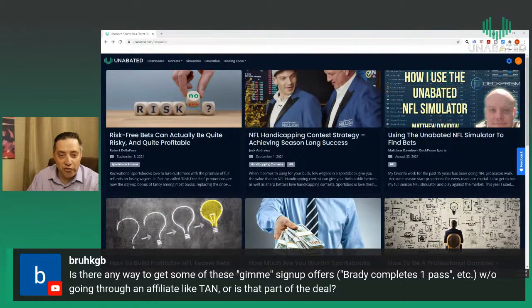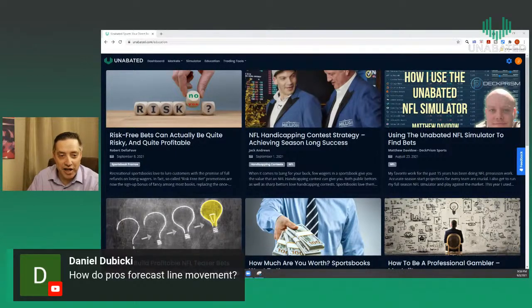How do the pros forecast line movement? This is from Daniel, and we're coming up right on the end of our time here, so I'm just going to fire through a few of these. How do they forecast line movement? Well, how do you perform at Carnegie Hall? You practice. You learn through being in this industry for a long time and paying attention to markets and seeing what moves markets. Mainly what moves markets is information. It's just a matter of did the bettors get the information first, or did the bookmakers get the information first?